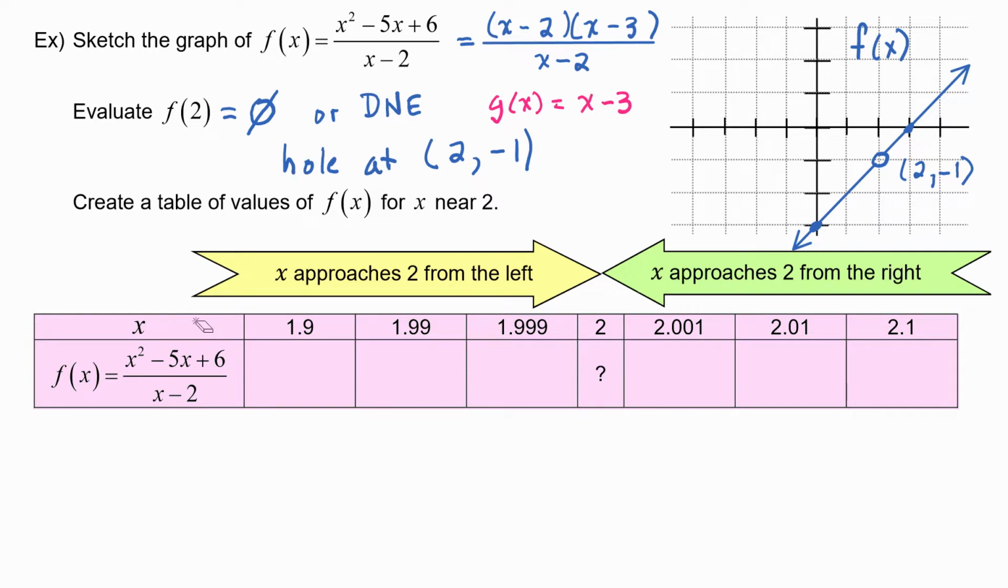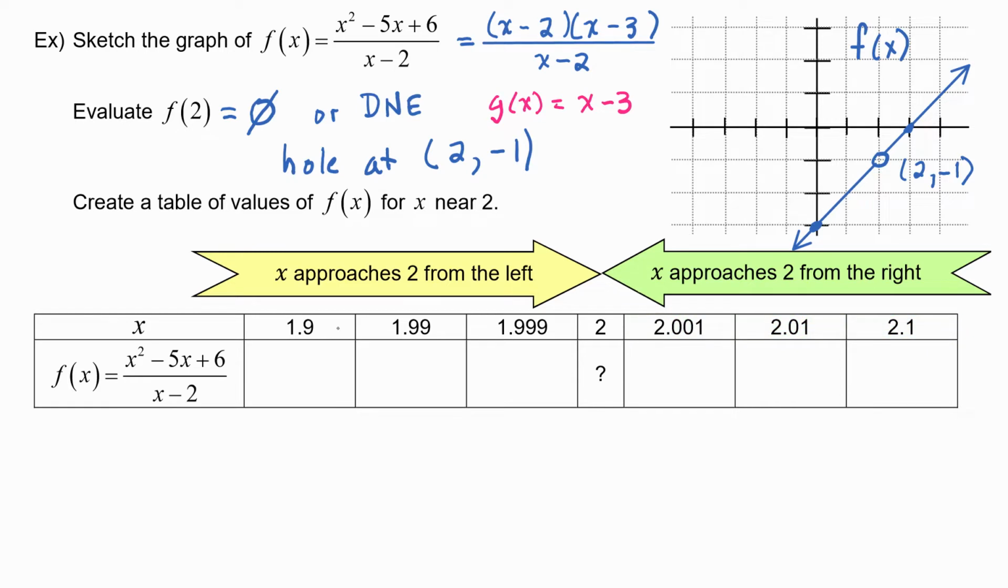We know that our f of x is given, and we're looking for values as x approaches 2 from the left. So that's what these are: 1.9, 1.99, 1.999. Those are all getting closer and closer to 2, coming in from the left side of 2. And then we will look as x approaches 2 from the right. So 2.1, 2.01, 2.001. Those are getting closer and closer to 2, coming in from the right-hand side.